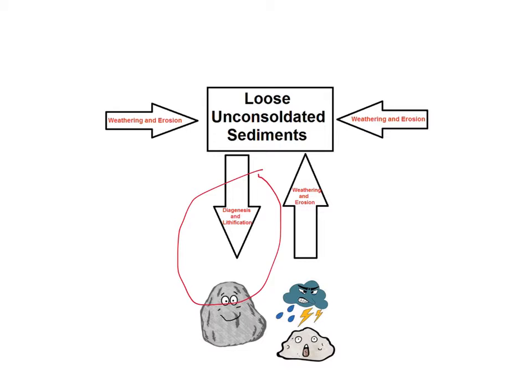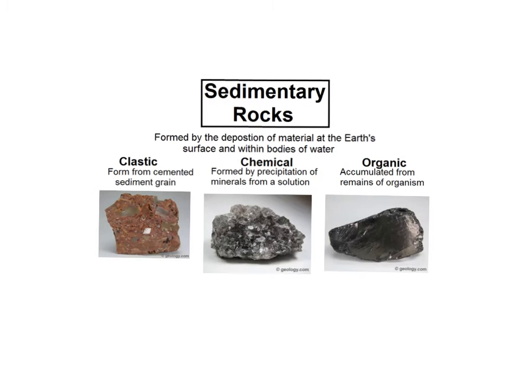Okay, diagenesis is the physical and chemical changes occurring in sediments, and lithification is going to be more of the conversion of sediments to sedimentary rocks. It's kind of like compacting and the cementation of the rocks. So after undergoing the diagenesis and lithification process, you will get your sedimentary rocks. These are formed by the deposition of materials at the Earth's surface within the bodies of water. Here we have three different types: clastic, chemical, and organic.